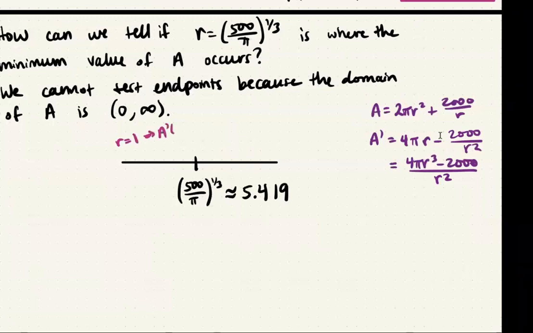then A prime of r is going to be 4 pi minus 2,000 over 1. Now, I don't know exactly what 4 pi is equal to, but it's around 12, right? Pi is around 3, so 4 times around 3 is something around 12. Maybe it'll be a little more than that, but it's definitely not bigger than 2,000. So if I have something that's less than 20 minus 2,000, that's going to be negative. Okay, so A prime of r here is less than 0, that means my function is decreasing to the left of my critical point.